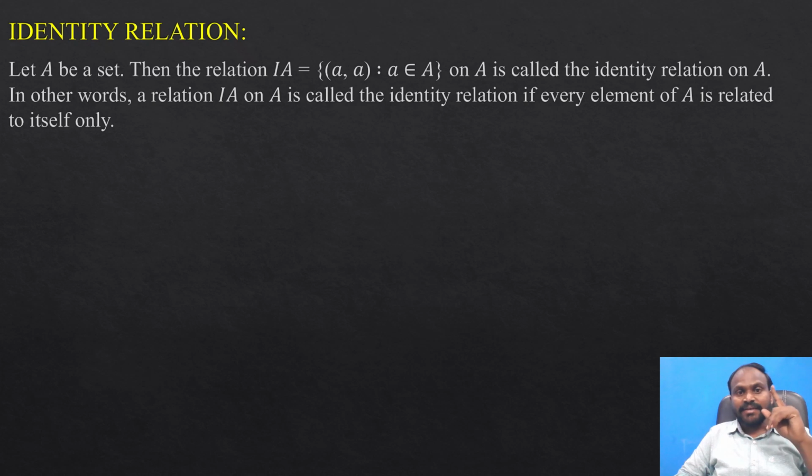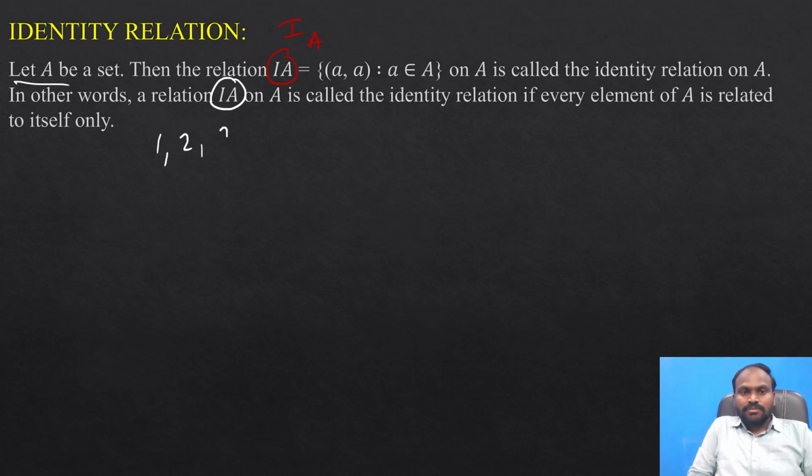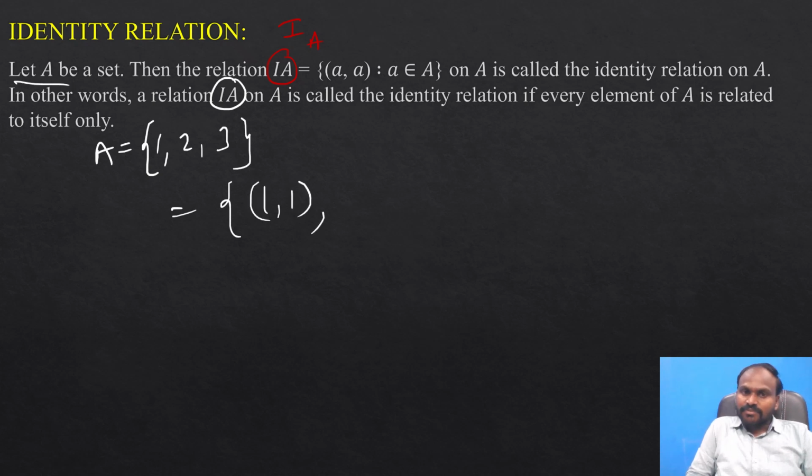Next, identity relation. Let A be a set, then the relation I_A, sorry, there is a typo. It's supposed to be like this. The identity relation on A is called the identity relation on A. In other words, I_A is where every element of A is related to itself only. That means, for example, A is equal to {1, 2, 3}. Then every element is related to itself only. That means (1, 1), (2, 2), (3, 3). Then this is called what?